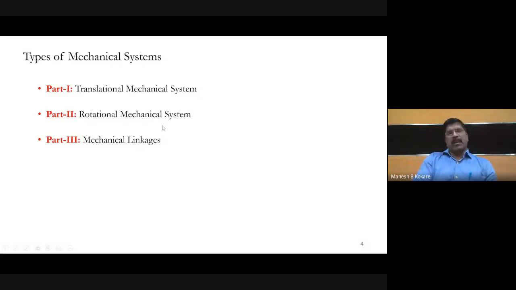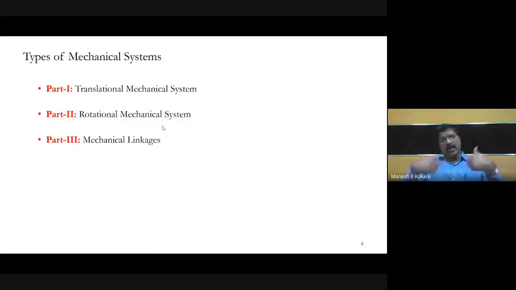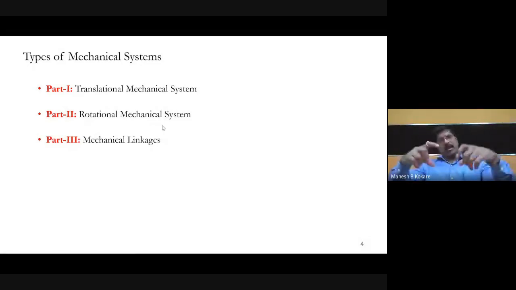There may also be a combination of rotational and translational systems. For example, take a car. The car is moving in a straight line or in a curved path, but it has four wheels which have rotational systems, while the overall car is basically a translational mechanical system. So there may be a combination.